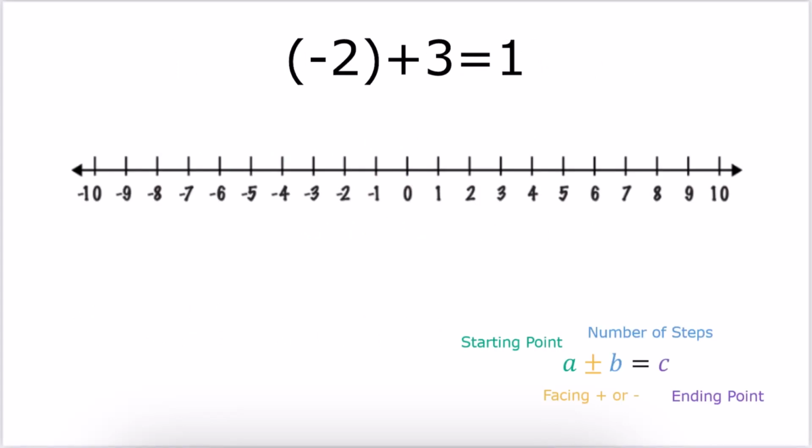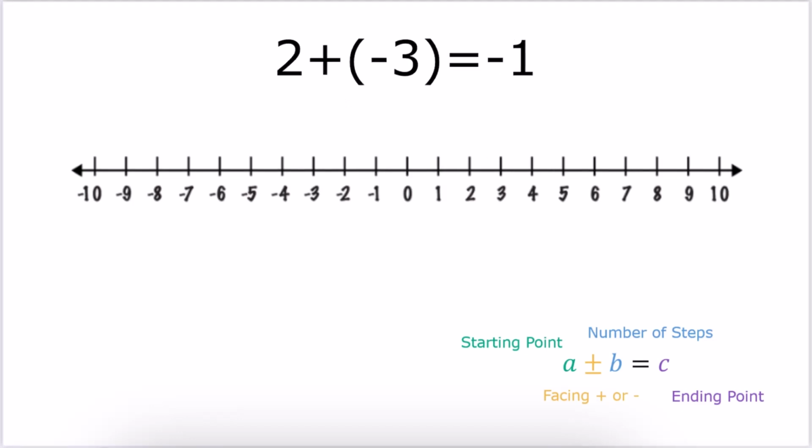If I wanted to show that negative 2 plus 3 equals 1, I would start off at the negative 2 mark on the number line. Since I'm adding 3, I'm going to be facing the positive direction. If you were having your students actually stand on the number line, they would stand facing the positive direction. Since we're adding a positive 3, I'm going to take 3 steps forward, which puts me at the positive number 1. And so that 1 is the answer to negative 2 plus 3.